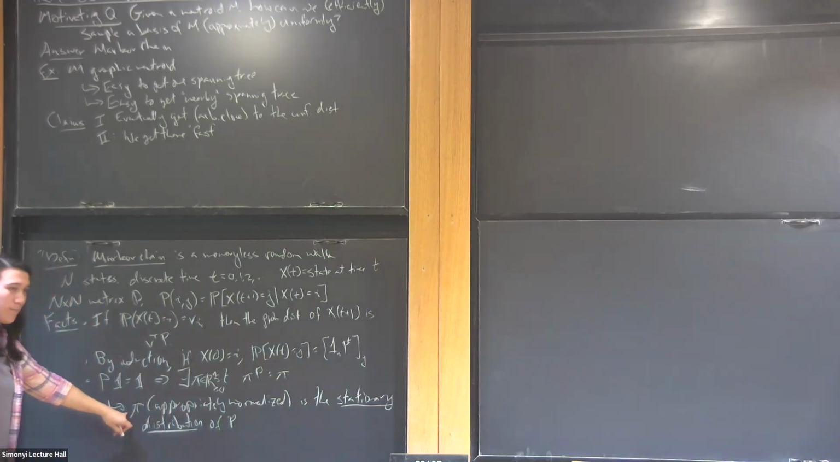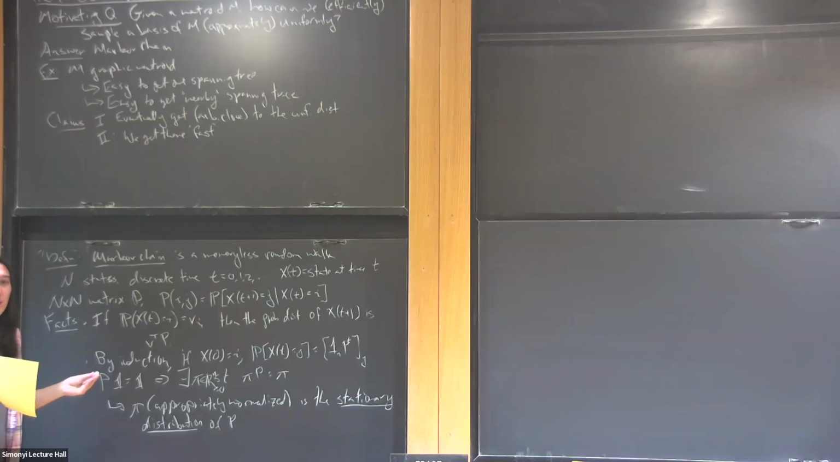So why is this important? It means that if I start with this probability distribution, I stay there forever. That is the sense in which it is stationary. It's invariant under taking more steps in my random walk.